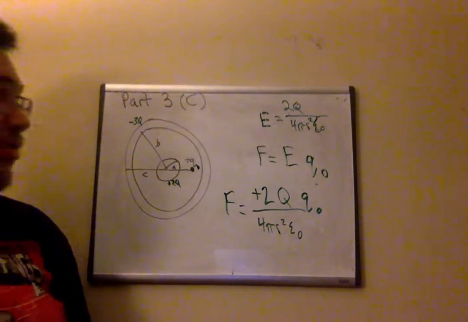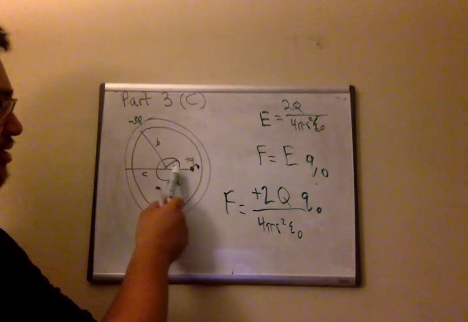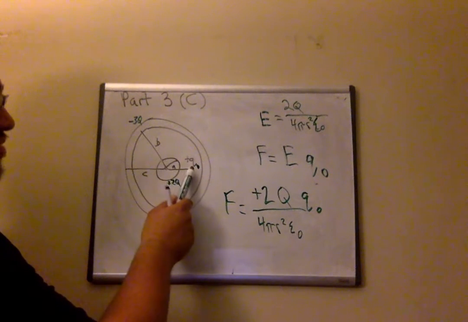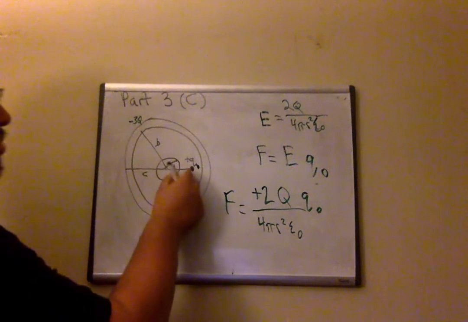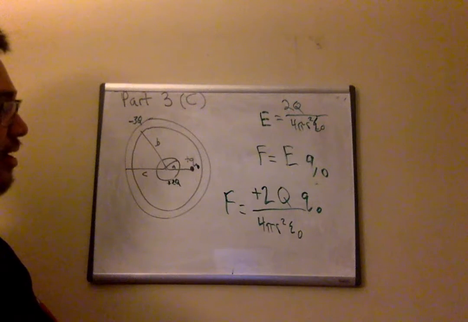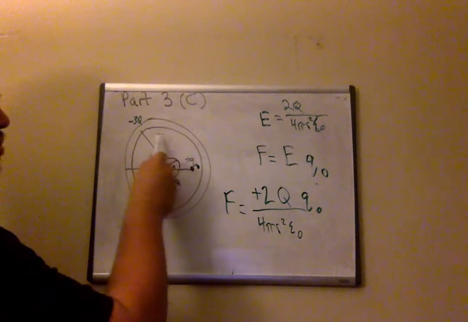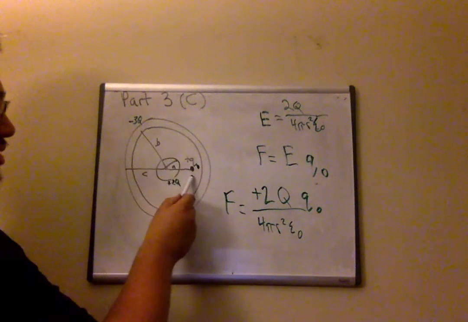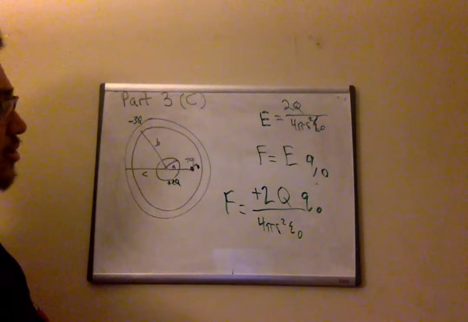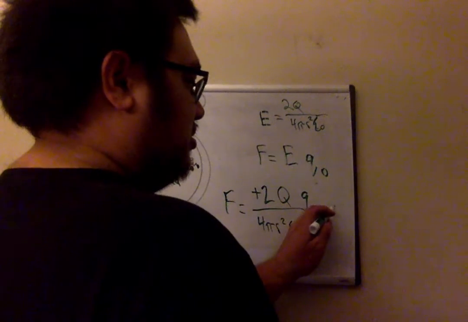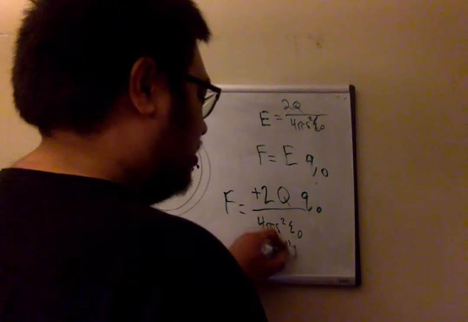Then it asks, what's the direction? Well, the force is felt by the positive test charge, by this positive insulating sphere. Because they're both positive, it's going to point outward. Remember, though, it's talking about any point inside here, not just this one. If we had a point up here, it would also point outward. So the way to write that is to say, for the direction, radially outward.